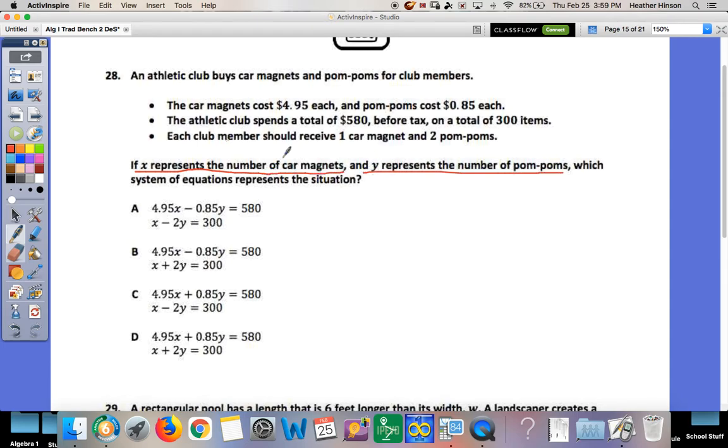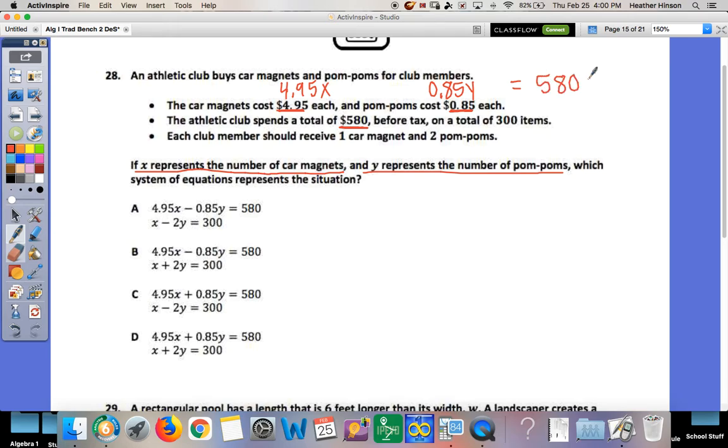So let's reread this information. The car magnets are $4.95 each. So $4.95 for X, for car magnets. Pom-poms are 85 cents each. So 85 cents for Y. The athletic club spends a total of $580. Your dollars are going to go with your money equation. So this is all going to equal 580.